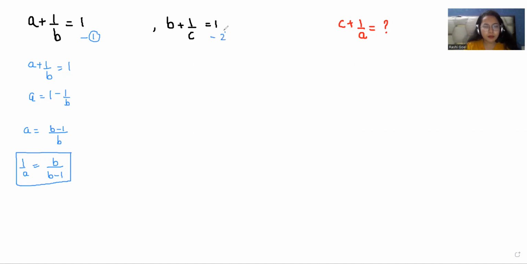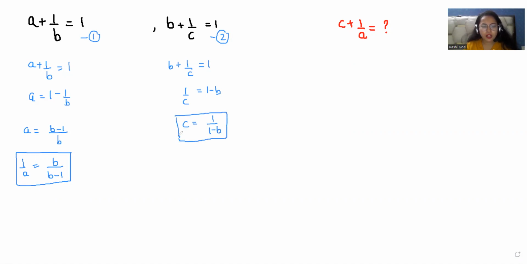Similarly, from equation number 2, I'll find the value of c. So b plus 1 over c is equal to 1. So 1 over c is equal to 1 minus b. The value of c is 1 over 1 minus b.